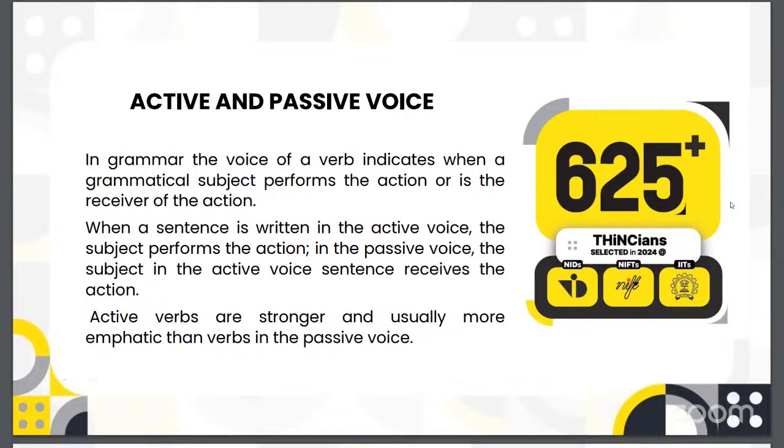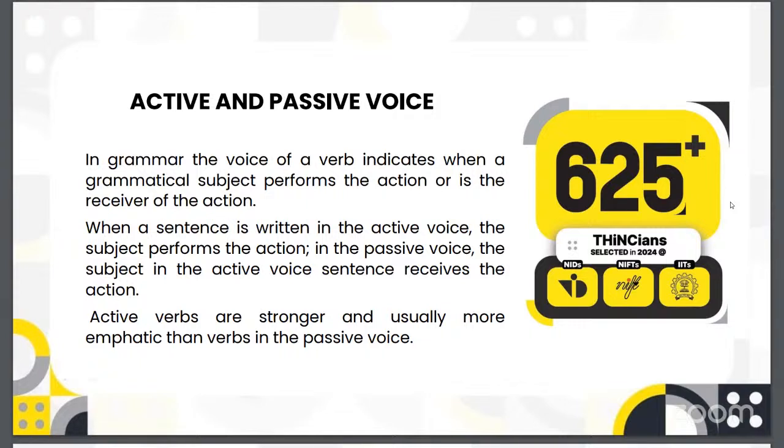So the voice of a verb indicates whether the subject is important or the object is important in a sentence. If the subject performs the action, or if the subject is very much important for the meaning of the sentence, then we normally use the active voice. When a sentence is written in the active voice, the subject performs the action. In the passive voice, the subject in the active voice sentence receives the action.